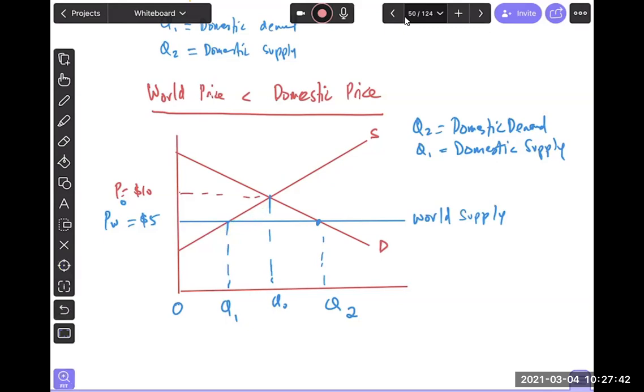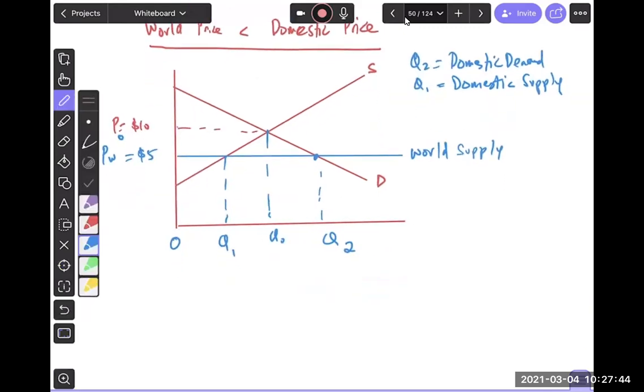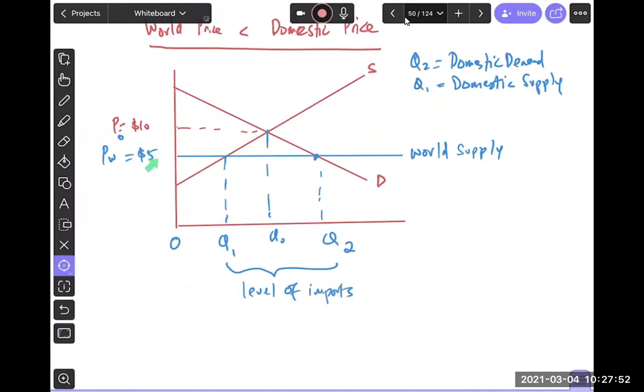So guys, what is the level of imports now? Q2 minus Q1 is my level of imports. So this is my level of imports. Why? Because the domestic price is higher than the world price. There will be imports happening, which is going to be good for consumers.